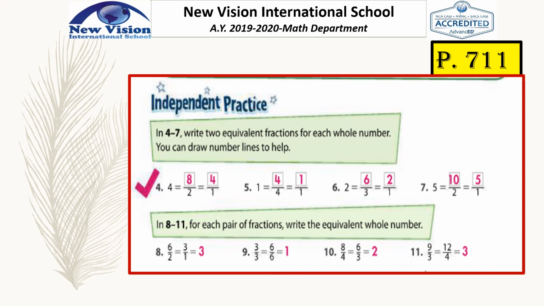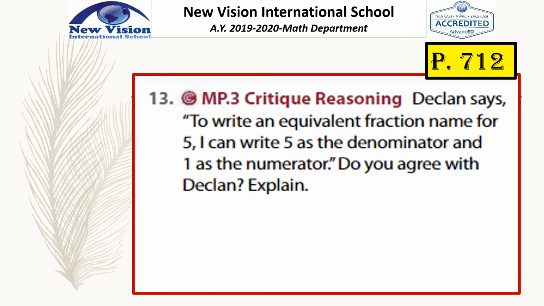Number 8, the equivalent whole number is 3. For number 9, we have 1. For number 10, we have 2. And for number 11, we have 3. Did you all get the correct answers? Very good. Great job. Now let's have page 712.